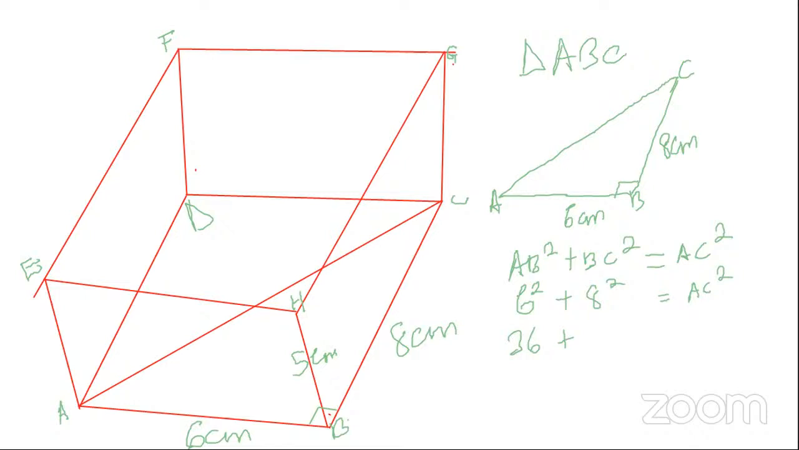Peter, what is 8 squared? 64. So 36 plus 64. 100.